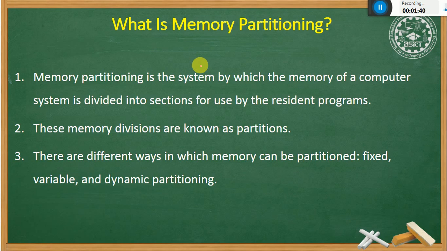So partitioning is the basic task of dividing a memory into parts. Dividing a memory into sections is called a partition. The memory is divided into parts, and each part is known as a partition. Every partition has a starting address and an ending address. There are basically three types of partitioning: fixed length partitioning, variable length partitioning, and dynamic partitioning.